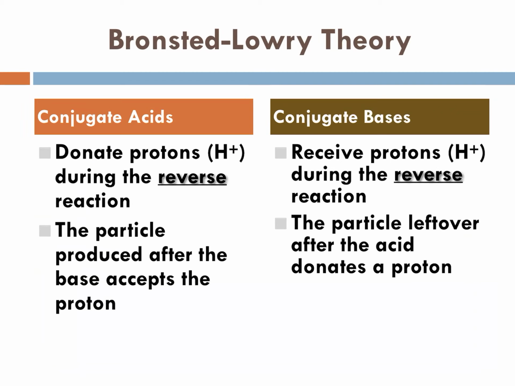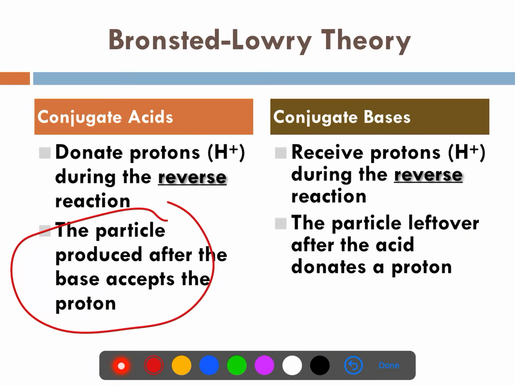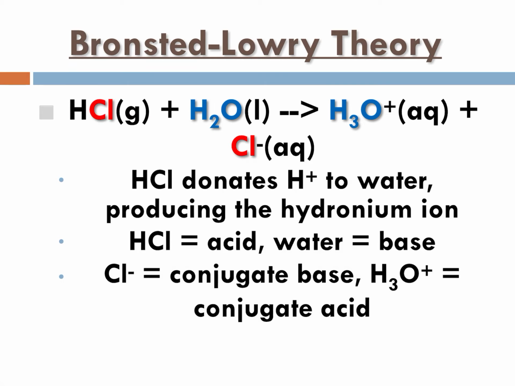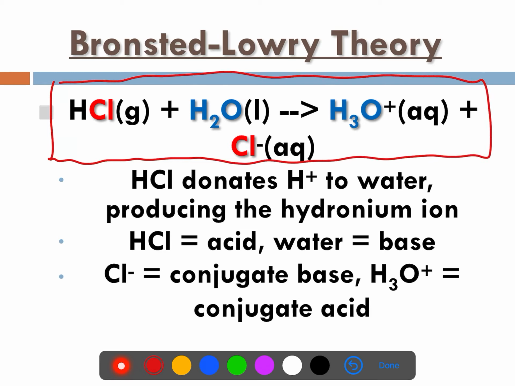In terms of conjugate acid, this is what they write in the book: the particle produced after the base accepts the proton. And I like that, but I told you it's a lot easier to remember if you take a look at the reverse reaction. If the material acts like an acid in the reverse reaction, as you go from products to reactants, that's your conjugate acid. And if it acts like a base during the reverse reaction, that's your conjugate base. So what do they want you to do on the test? They'll give you an equation, like this one, and they'll say, all right, identify the acid, identify the base, identify the conjugate acid, identify the conjugate base. Okay, we can do that.